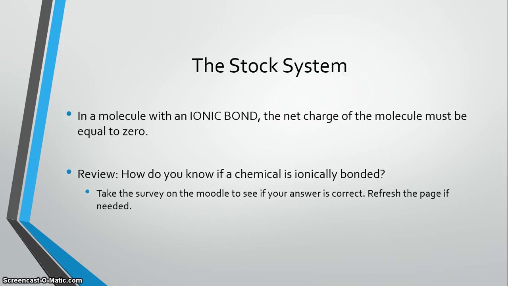All right, so real quick, take a second to review. How do you know if a chemical is ionically bonded? Because it's important when we're using the stock system that we make sure that we're talking about a molecule that's put together by ionic bonds. Okay, so what I want you to do is take a second, pause this video, and take the survey on the Moodle page to see if your answer is correct. Then come back and we'll continue with looking at an example of the stock system.